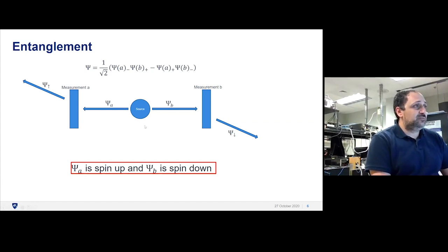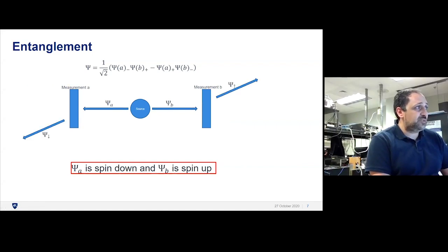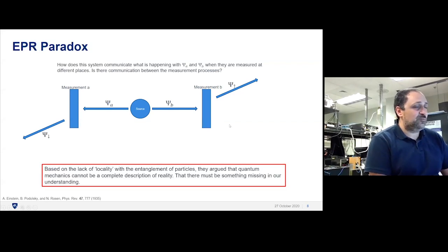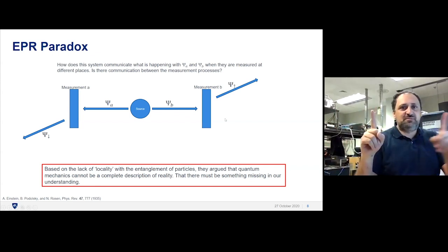So that's one outcome. The other outcome is the opposite of that, where A was spin down and B was spin up. So why is this interesting? Why is this a paradox? Well, how in the world is this being coordinated? How does your measurement at A have any relationship to your measurement of B when they're separated by space?